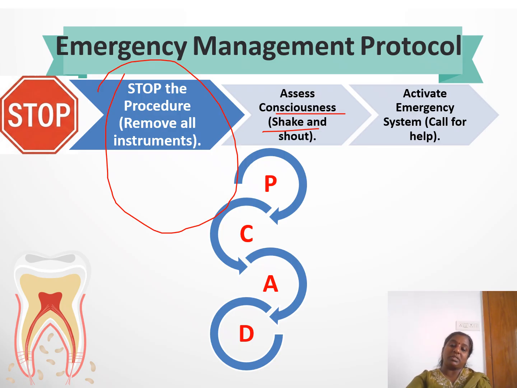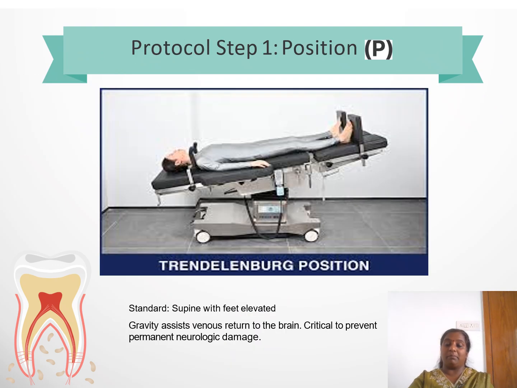So what is the emergency management protocol that we have to follow? P stands for position, C stands for circulation, A stands for airway, and D stands for drugs. Now we are going to step one in the management: position. The patient has to be placed in the supine position, but with the feet elevated. We can see that the feet are elevated here.